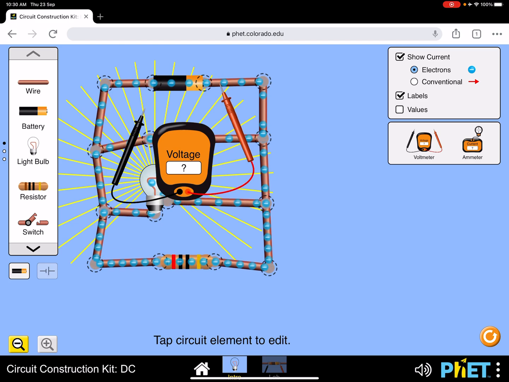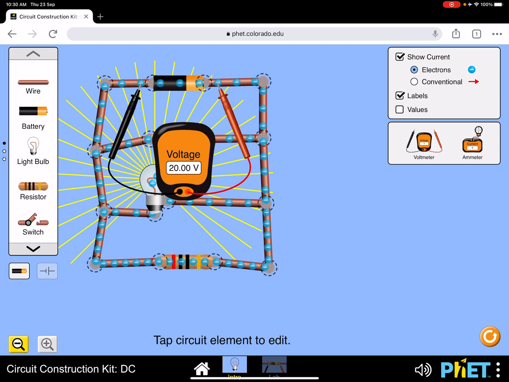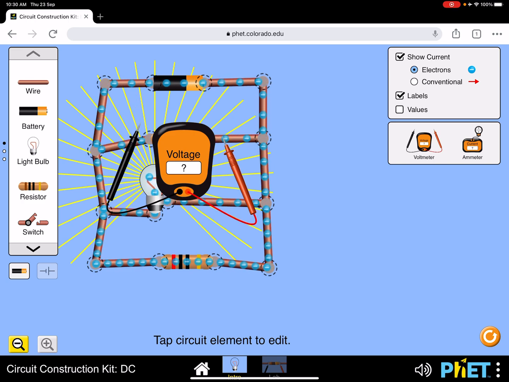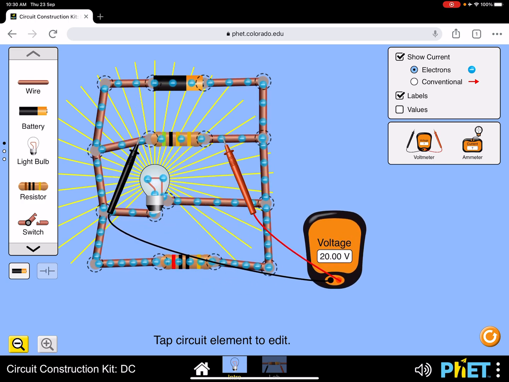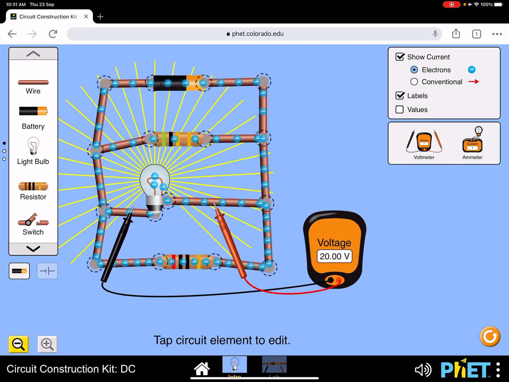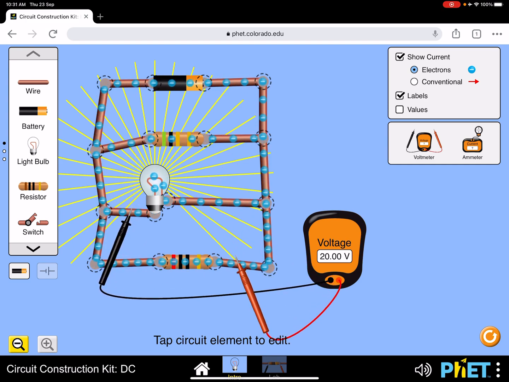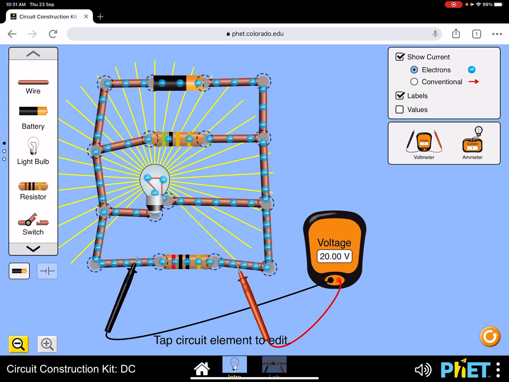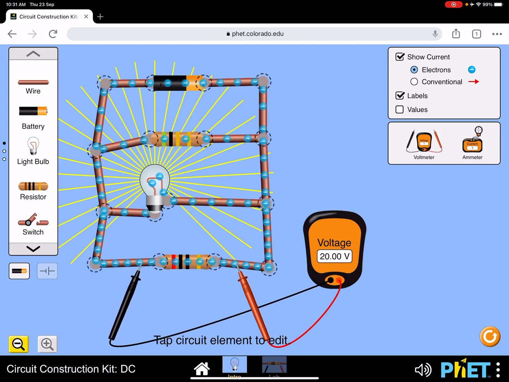So the voltage across this branch is 20 volts. The voltage across the middle branch is also 20 volts. The voltage across this branch with the lamp is 20, and the voltage across this lowest branch with the resistor is also 20. So the thing that we need to remember from here is that in a parallel circuit, the voltage across each branch is the same.